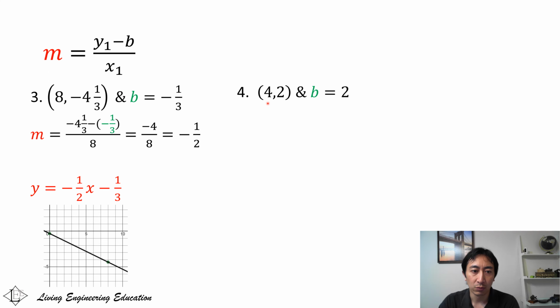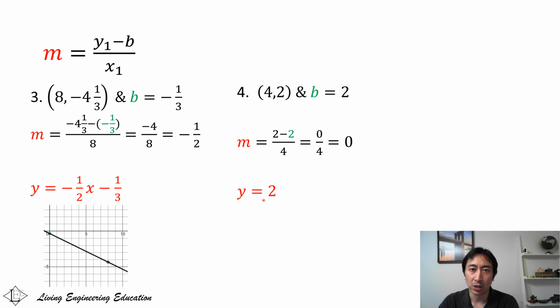y1 minus b would be 2 minus 2, which will give us 0 for the numerator. And x1 of 4 would just give us 4 for our denominator. So this gives me a slope of 0, which is consistent with what we would expect. And if I plug this into my linear equation, mx plus b equals y, what would this give us? 0 times x will give us 0 for the mx component. And this would mean that y is just equal to b, or y is equal to 2.